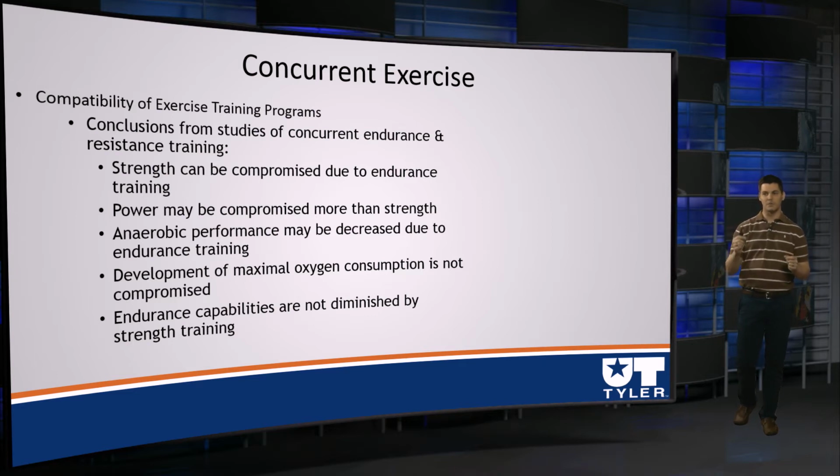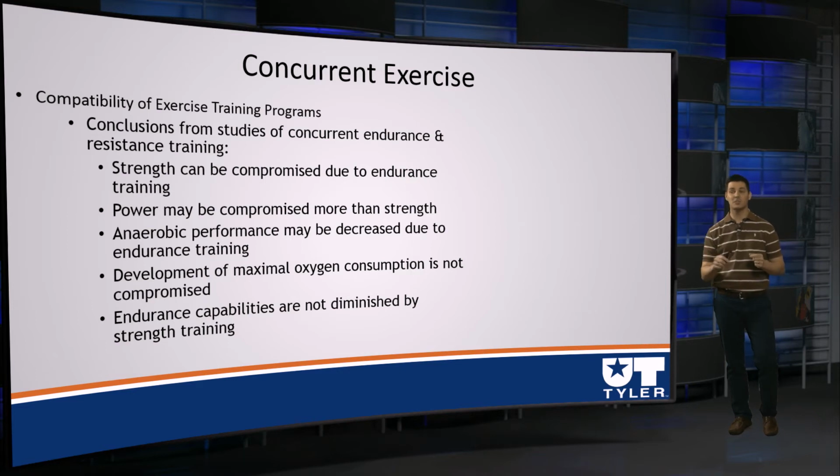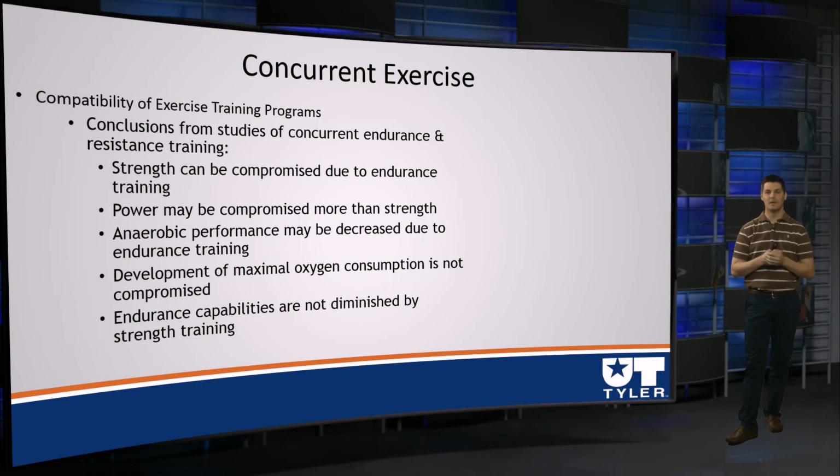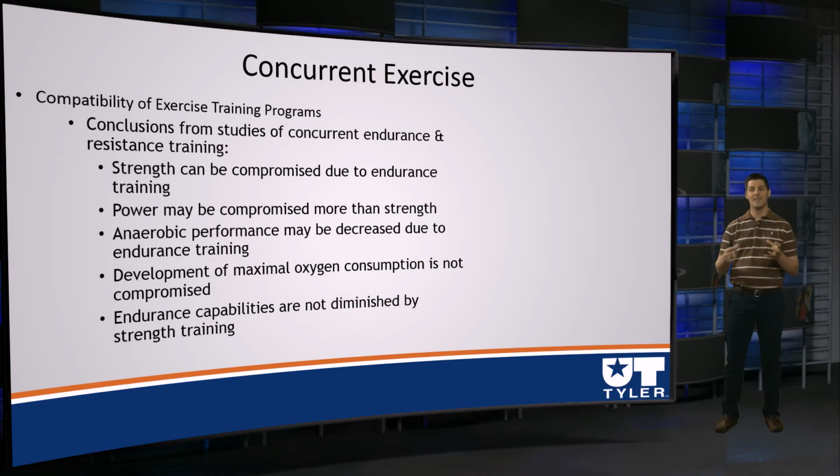Right? That's an important point. Strength and power, even to a larger degree, may be more compromised than strength. Anaerobic performance, or our glycolytic power movements, may also be decreased. So those all fit in that same category. However, development of oxygen consumption, or our aerobic capacity, our type 1 fibers, does not seem to be affected at all by concurrent training. So therefore, we can say endurance capabilities are not really diminished by strength training.